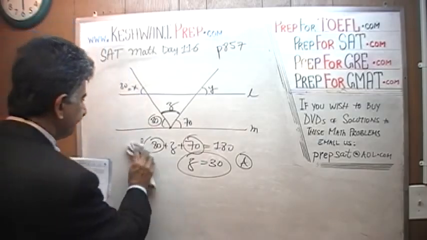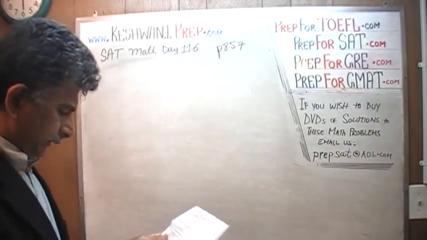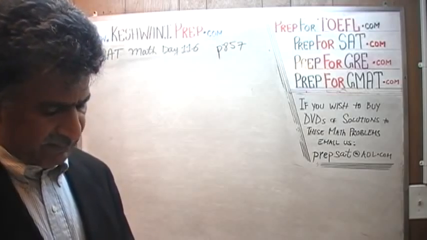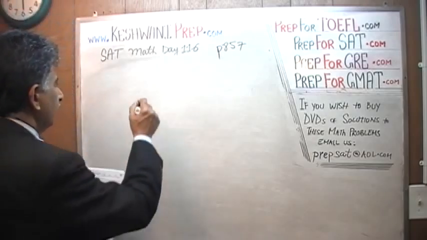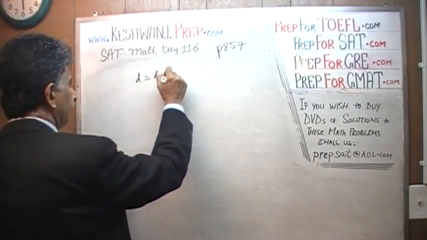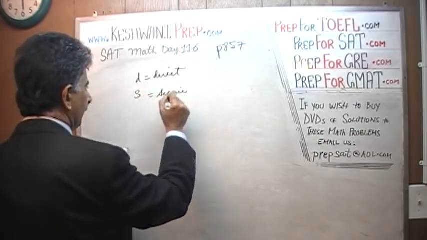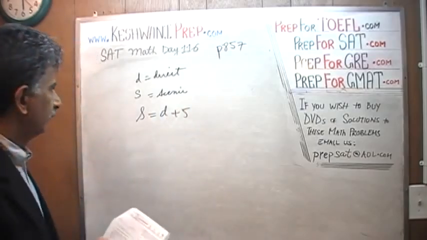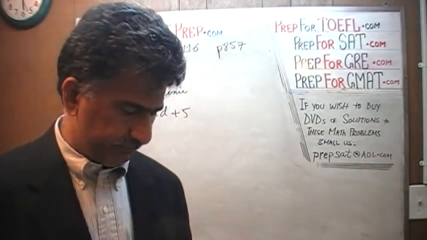Problem number 4. The scenic route from Mia's home to her office is 5 kilometers longer than the direct route. So here is our direct route, and here is our scenic route. And we are told the scenic route is 5 more than the direct route.